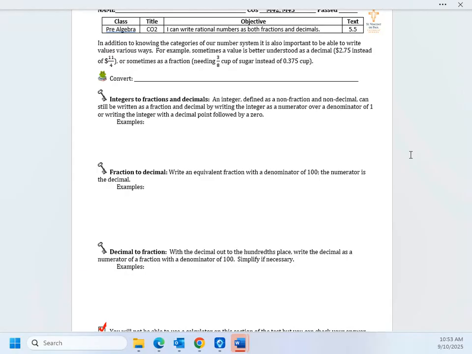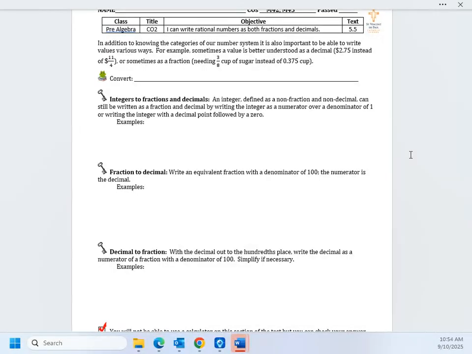Or maybe we need a fraction, like when we're cooking. If my recipe says that I need 3/8 cups of sugar, that's going to be a lot easier for me to measure out than if the recipe says I need 0.375 cups. That gets confusing because I don't have that as a measurement on my cups. Right, so when we're cooking, we want fractions, but when we're working with money, we want decimals. So we need to be able to convert back and forth.